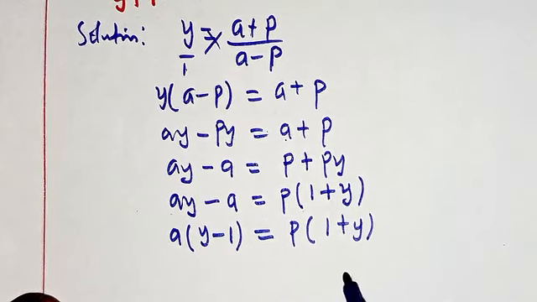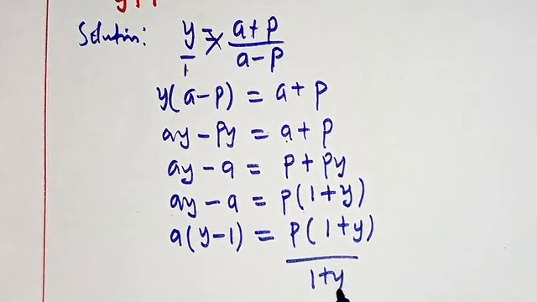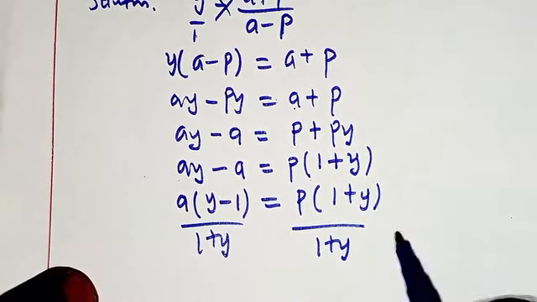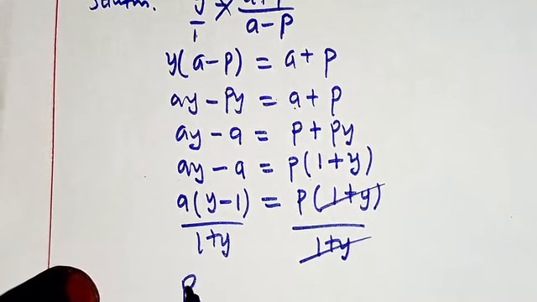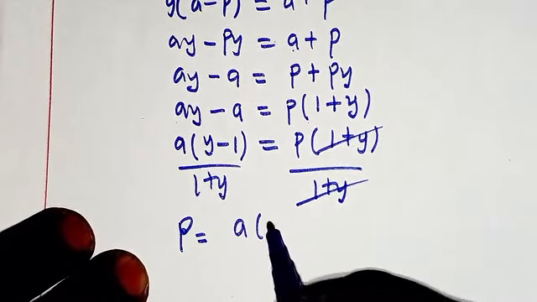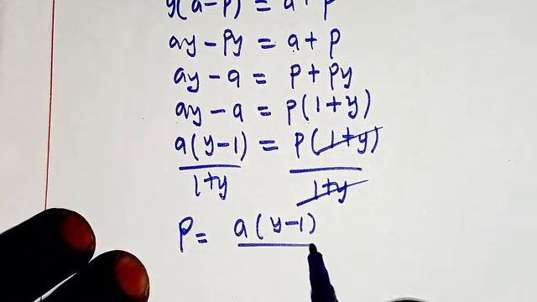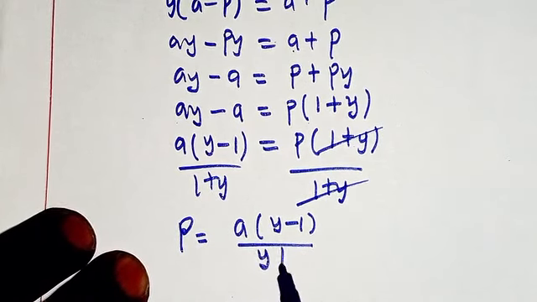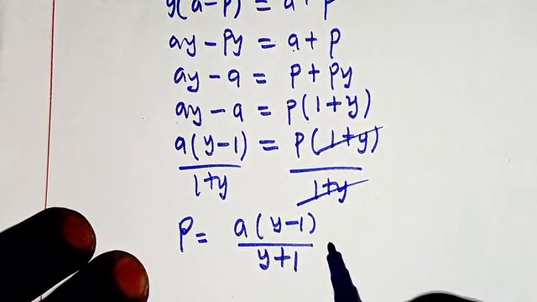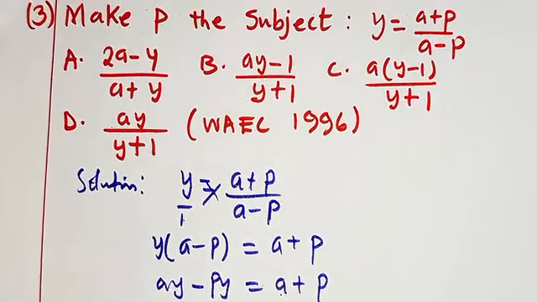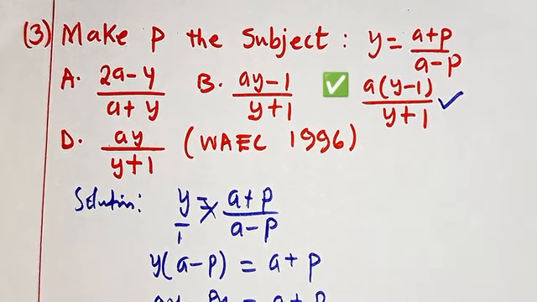times (1 plus y). Now from here we want to make p the subject of formula, so we can just divide both sides by 1 plus y. So this, we cancel this. So finally we have p equals a into bracket y minus 1 all over 1 plus y, and it can also be y plus 1. So now this is the solution. When you look at the options up there, you see that we have option C to be the solution.